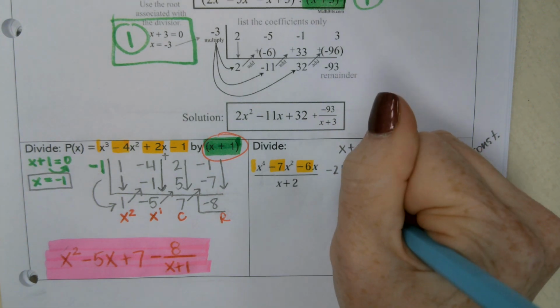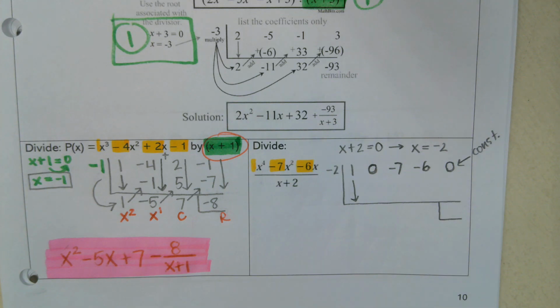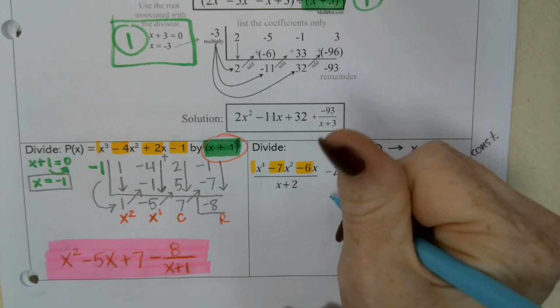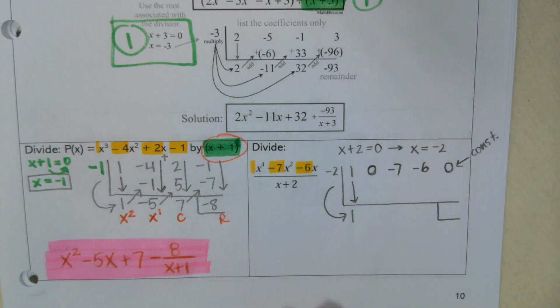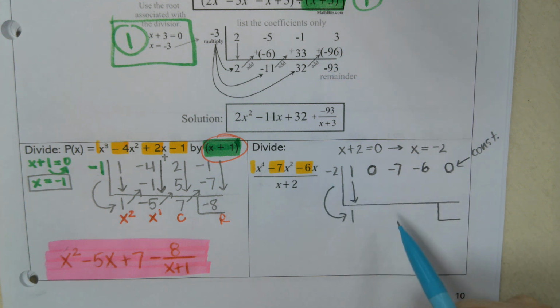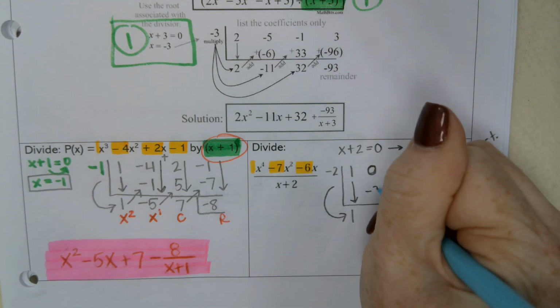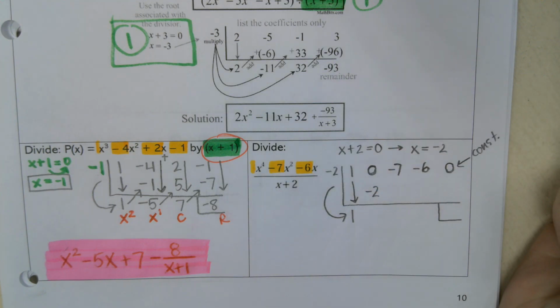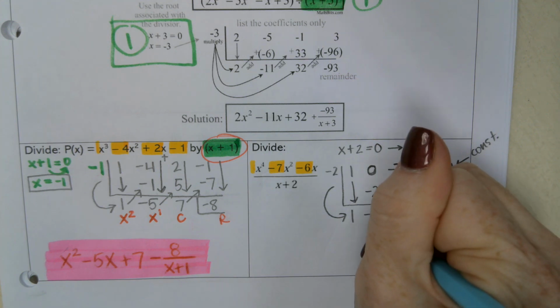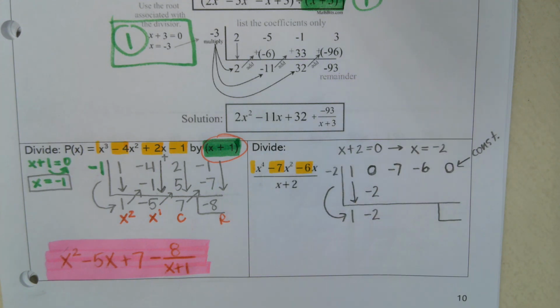I'm going to drop the first one to the outside. This is what gives me the start of my process. Now, what do I do on the outside? Multiply. Negative 2 times positive 1 is negative 2. And then I add those numbers together, so that gives me negative 2.